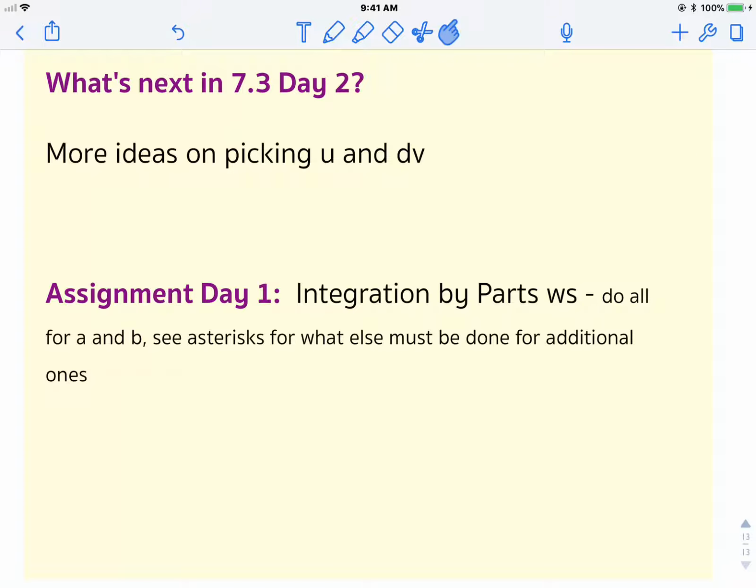So what's coming? More ideas on how to break up that integrand into this idea of that function we call u and the part we're calling dv. Your assignment on the worksheet that's day 1 is to do all of the ones for part A and part B in the directions, and the directions are about halfway down the page. And then I added a part C for ones that have an asterisk. Please make sure that you do that.